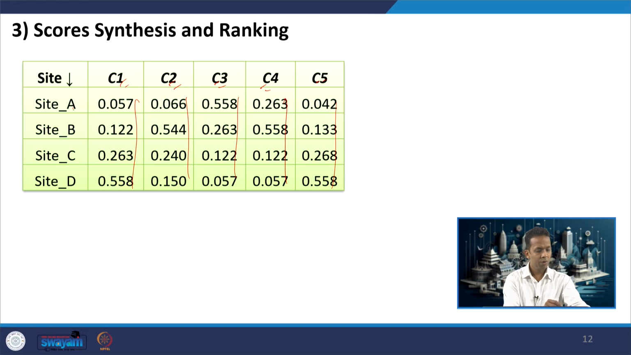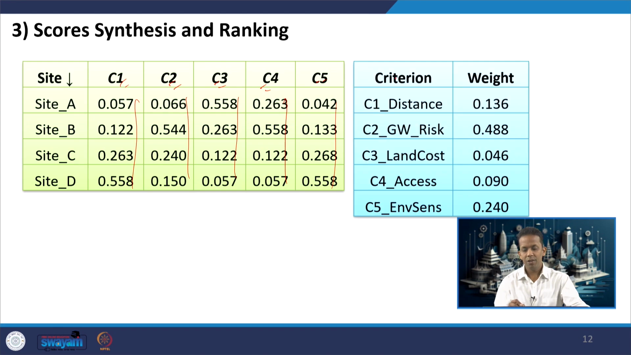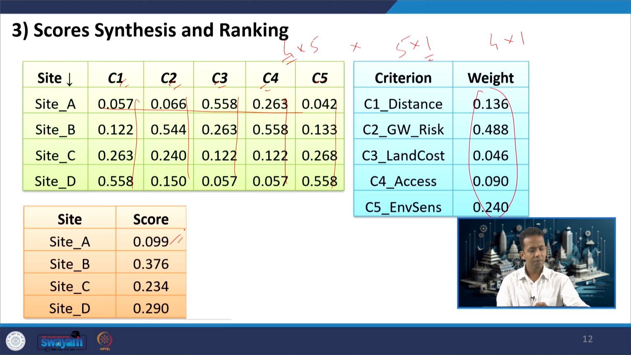Okay. So, it is the scores of each site under each criteria, and the next value is the criteria's weights. 5 criteria have this much weightage. So, now this is the matrix of 4 by 5 and this is the matrix of 5 by 1. So, when we try to multiply these two matrices, the final matrix would be 4 by 1. Okay. So, this row into this column will give us the final score.